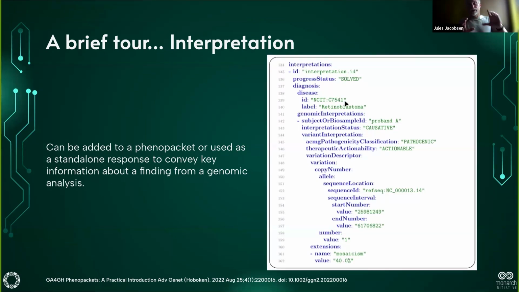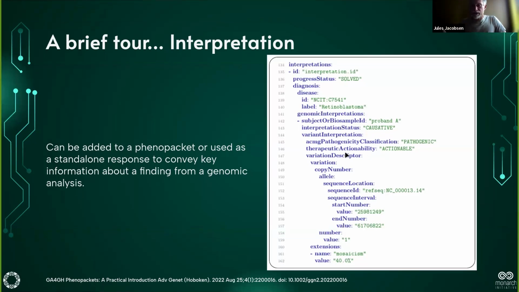If you think of it, you could have multiple VCF files taken for different reasons. And so you could have retinoblastoma and then some other carcinoma of some variety, and they could each have different genomic interpretations or different causations. So each interpretation would be separate within the phenopacket itself. In this case, we've got a subject or the biosample ID. The subject was the proband. And the interpretation of this was that it was actually causative of the retinoblastoma.